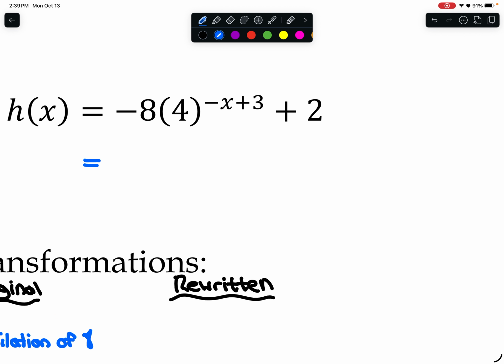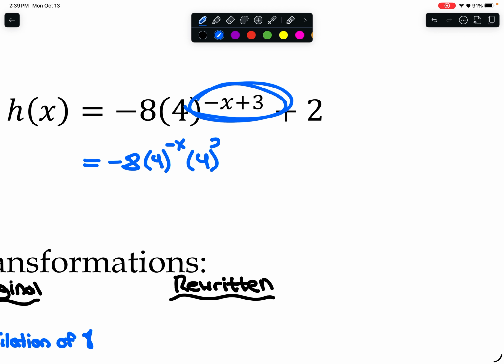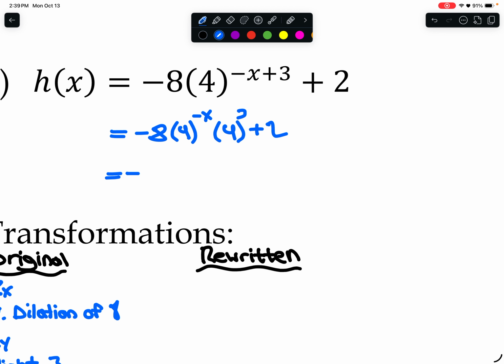When I rewrite, -8, then parentheses, 4 raised to the negative x, and then 4 raised to the third. Now notice how when I rewrite, I'm not going to factor out anything. I'm going to leave it exactly how it is, and I'm just going to separate. And then +2. I'm going to use my negative exponent properties here. 4 raised to a negative x is going to turn into 1/4 raised to the x. And then 4 cubed, I believe, is 64. And then, of course, we still have that +2 at the very end.